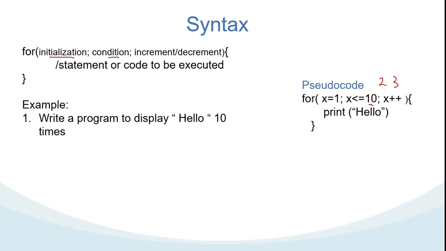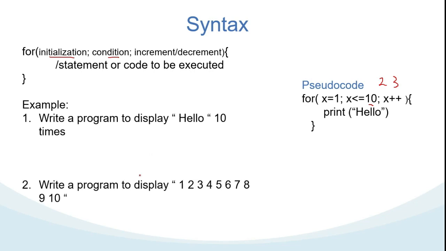It will keep on doing so until x equals 10. When x equals 10, which is 10 less than or equal to 10, true. Execute it one more time. Increase again by 1. 11 less than or equal to 10, false. Once it's false, quit the looping. Now let's see the second example.